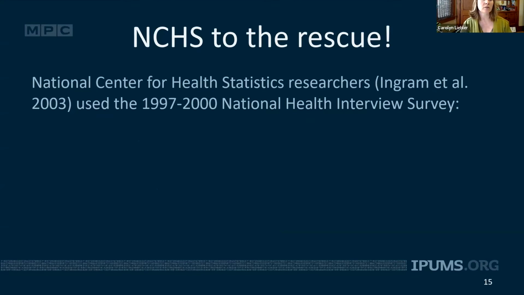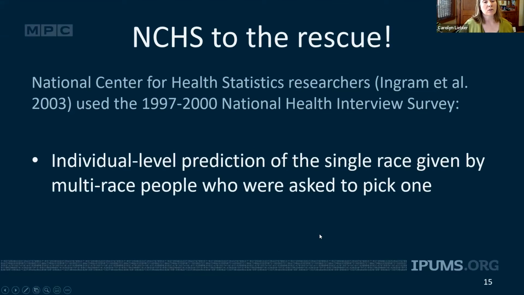And that's the solution that the National Center for Health Statistics researchers brought to the table in a 2003 publication that many people have been using ever since, is that they were basing it on empirical reality. How do we deal with multiple race responses in an empirically based way? So this team of researchers used the 1997 to 2000 National Health Interview Survey to create individual level prediction equations, predicting the single race that multiple race people would report if they were asked to provide a single race. And that was one of the questions in the National Health Interview Survey from 1997 all the way up until 2018.